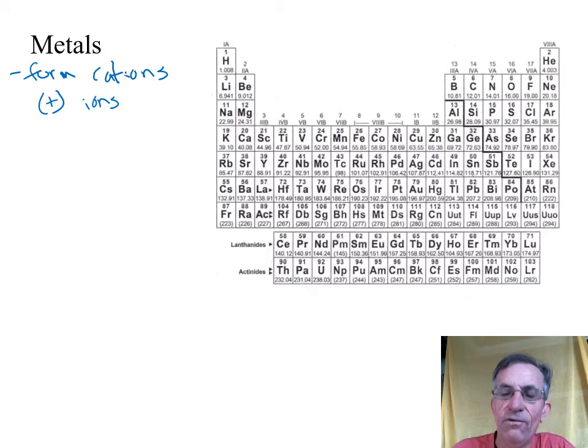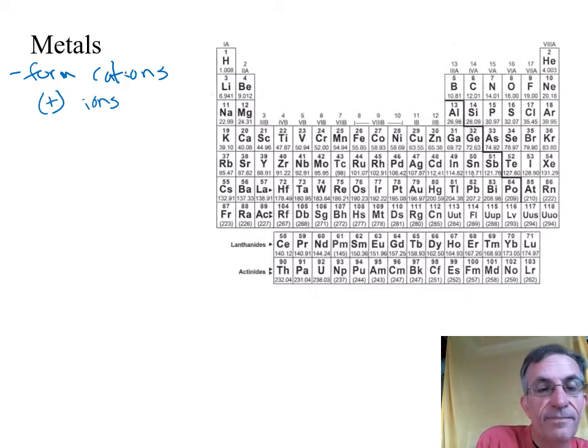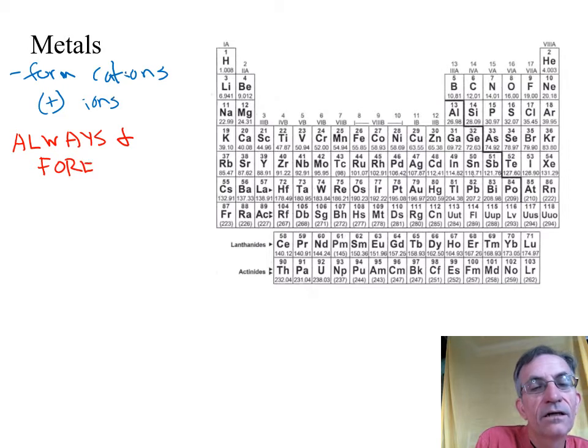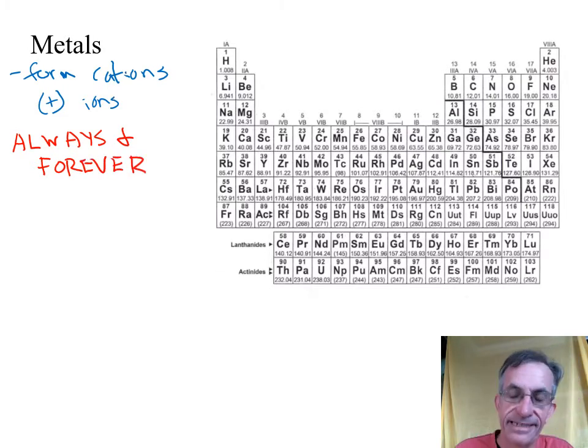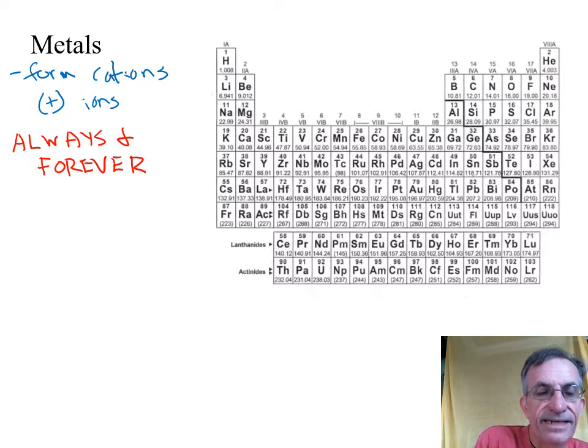Now, when we want to know about them, it turns out there's two ways that they can go. Some metals always form the same charge. So I'm going to call those my always and forever metals. Always and forever. So some metals always make the same charge. Other metals do not. They can have more than one charge depending on who they're around, depending on the situation. They're not consistent as far as what kind of charge they like to form. So there's some metals that are going to be not always and forever.